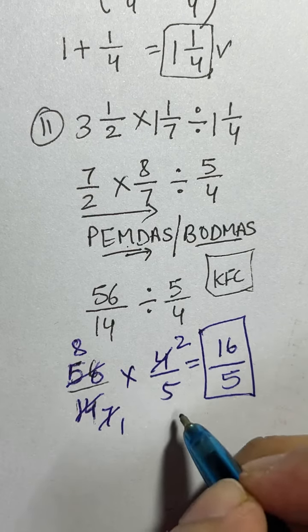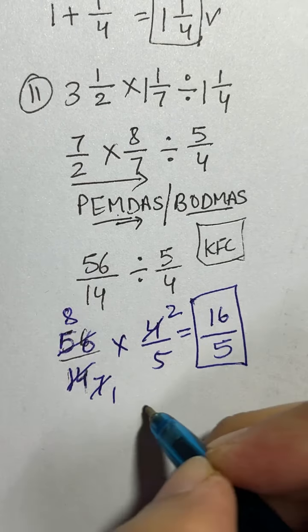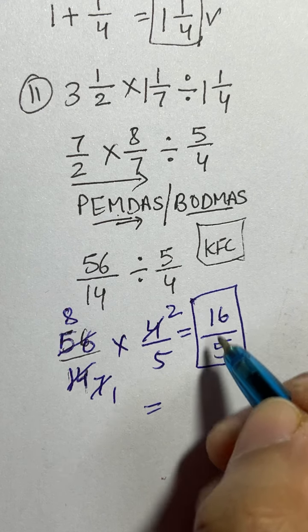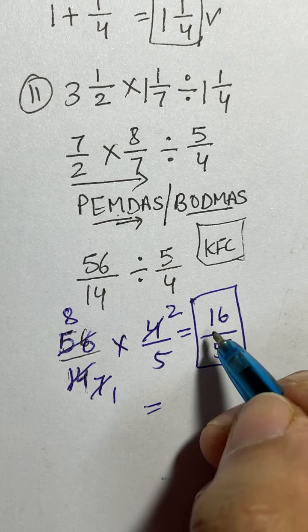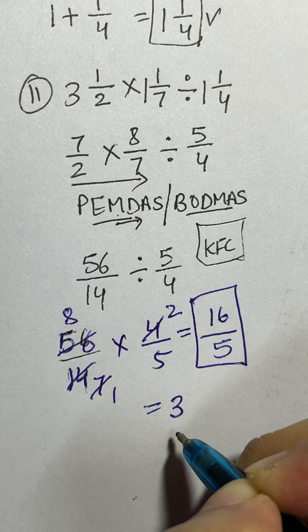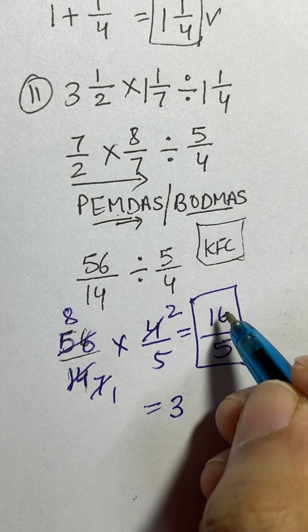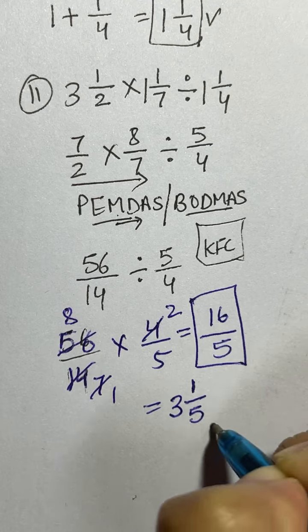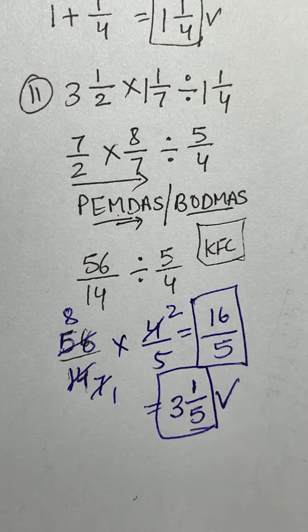16 over 5 can be converted to a mixed fraction. How many 5s do you have in 16? 5, 10, 15, right? So you can have 3 fives. You reach till 15. 16 minus 15, the remainder is 1 over 5. Done. You got your mixed number.